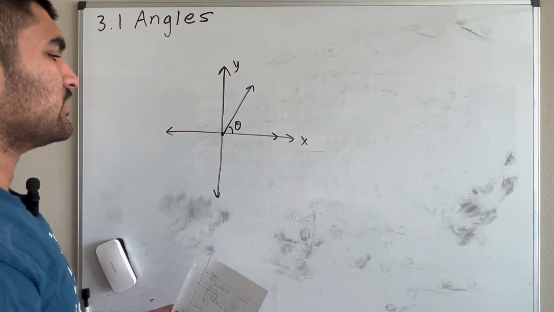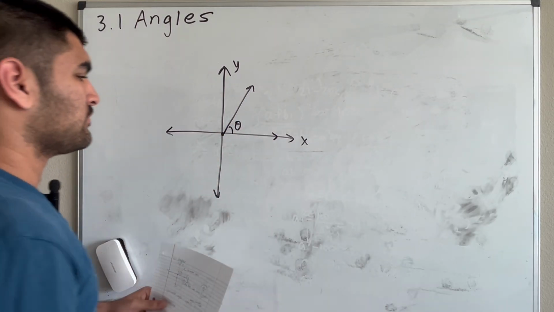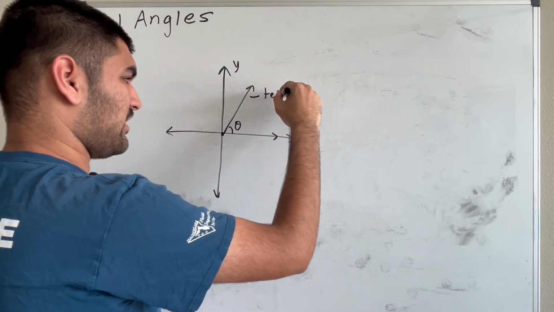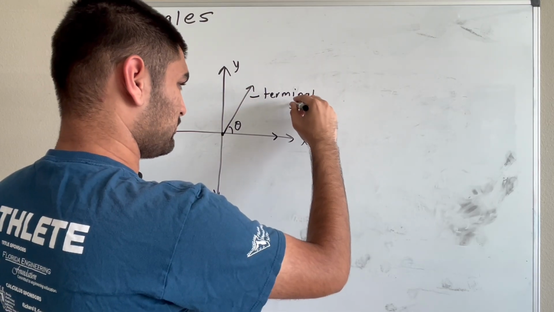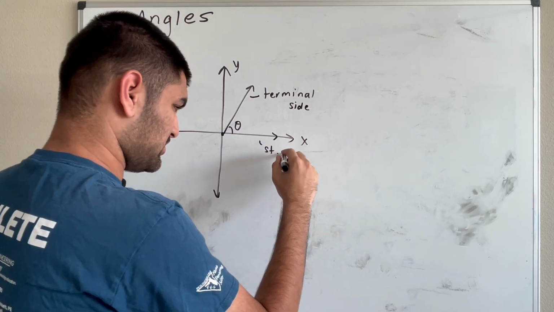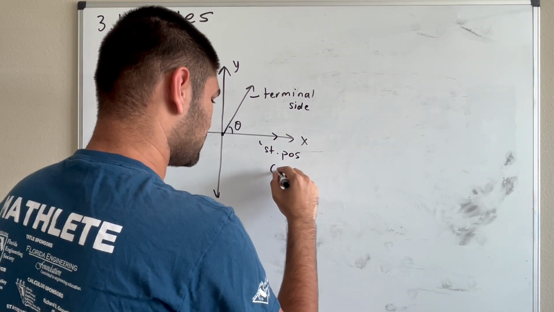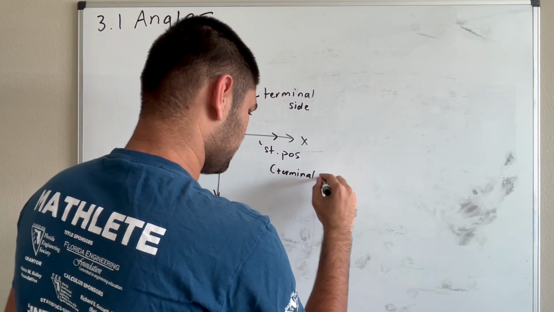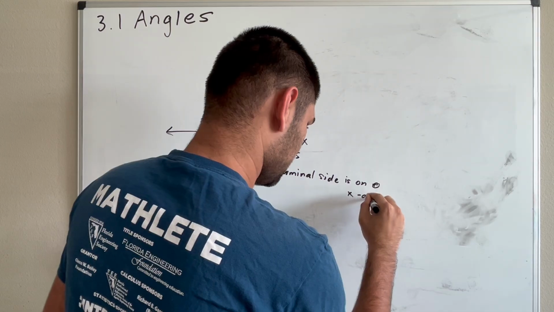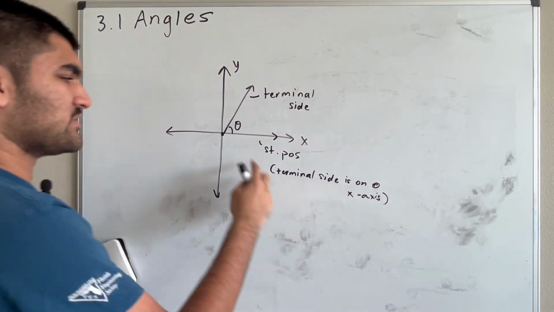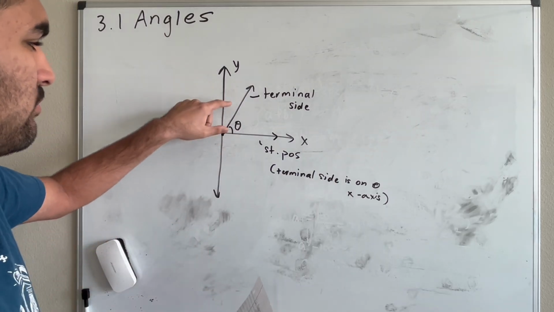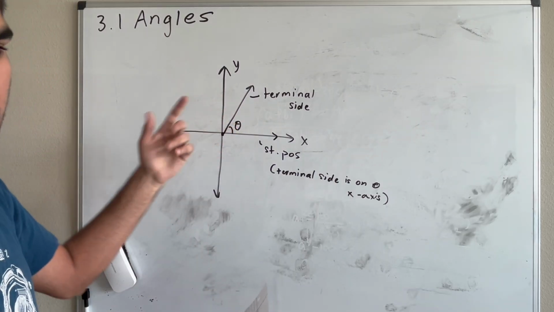Suppose we have some angle theta as such. This ray right here is known as the terminal side of the angle. And then this ray right here is in standard position, and that's basically when the terminal side is on the positive x-axis. And then the angle formed between those two rays is the angle theta.